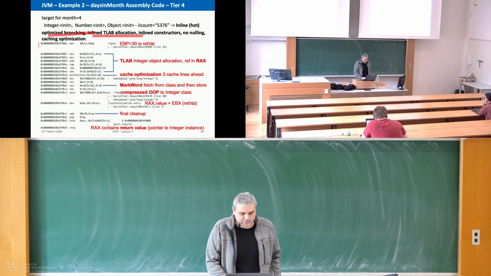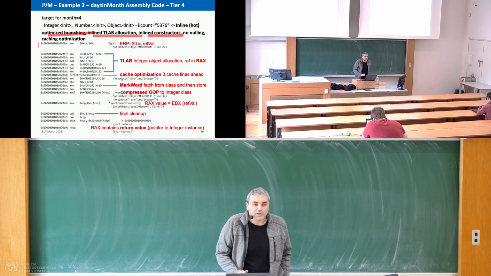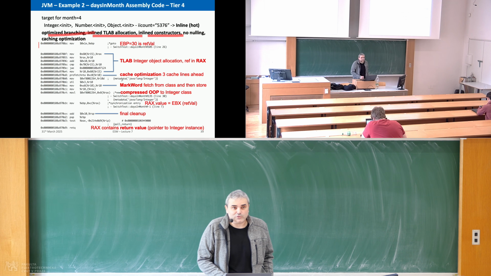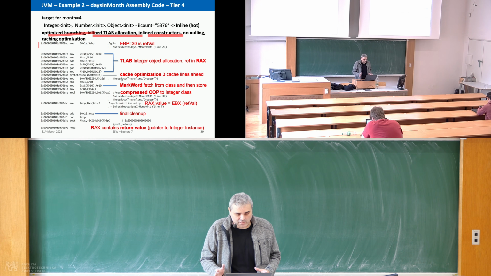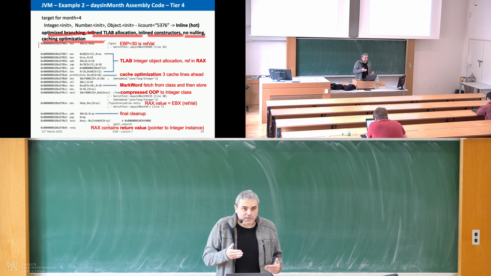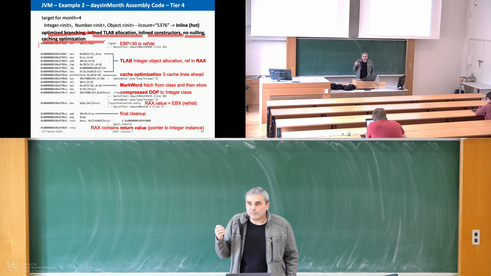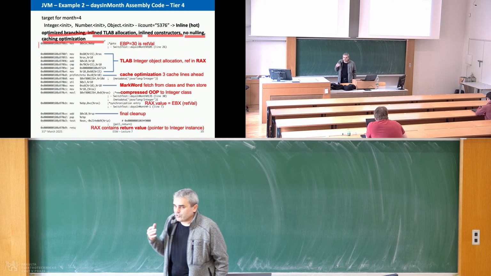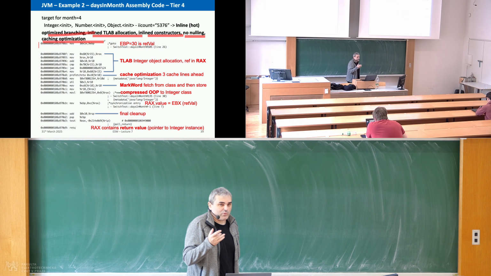There is inline TLAB allocation, so it's very simple here. Inline constructors, so you can see that the code is much shorter, and much faster to execute, than the result of C1 compilation. It found that no nulling is needed, plus some cache optimization techniques, saying I've allocated this object because usually by default all memory operations go through the L1 cache, the L1 data cache.